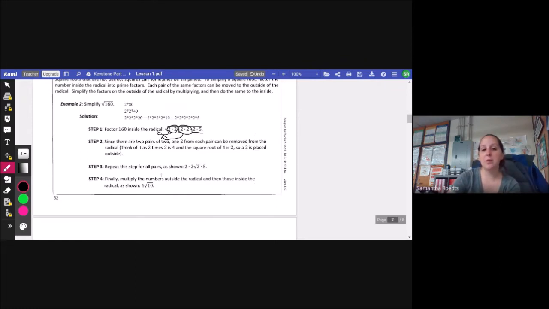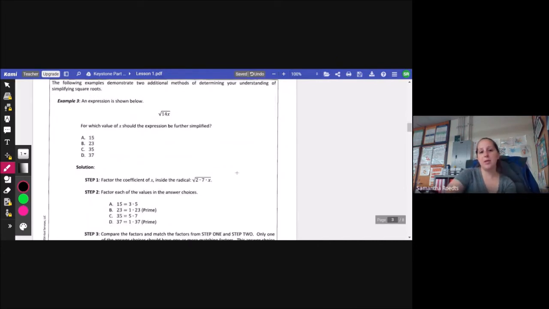So I repeat the steps for all pairs as shown. I bring that 2 out, I bring the second 2 out. They're now outside of my radical. I multiply those numbers together: 2 times 2 gives me 4. And I multiply what's left on the inside: 2 times 5 gives me 10. So I'm left with 4 times the square root of 10. This is my final answer. It cannot be simplified any more than that.